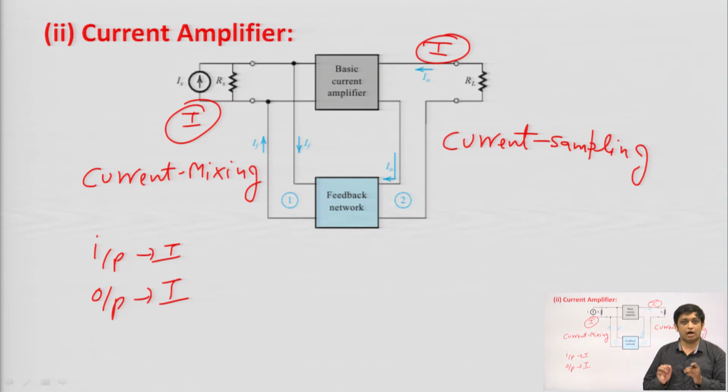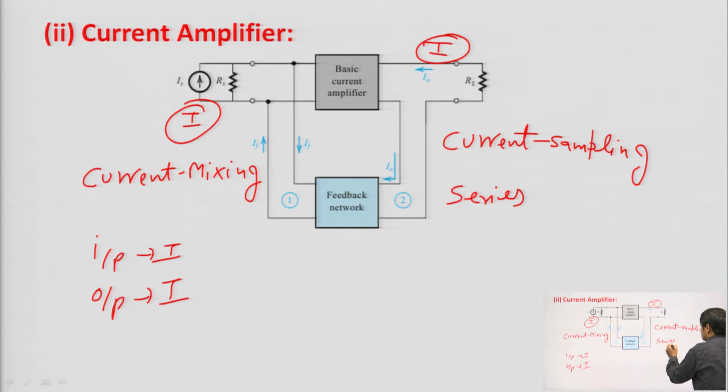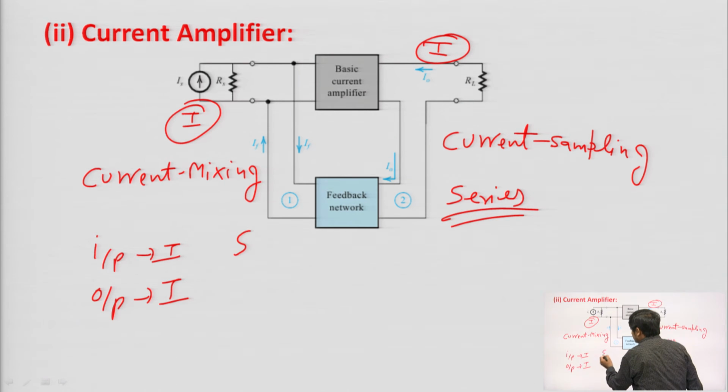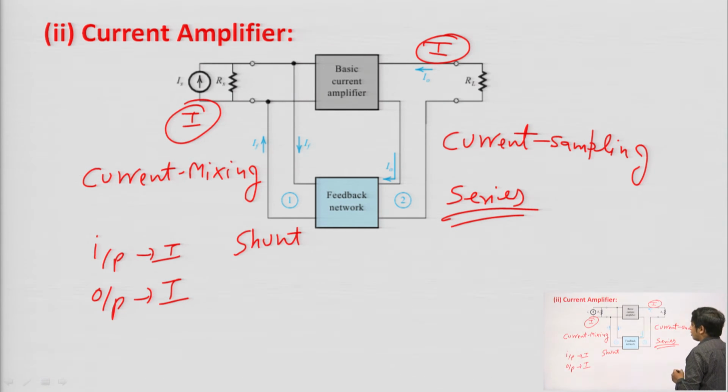So, at the output there will be a series connection, because at the output there is a current and we need to take a sample of the current. At the input, two currents will be mixed up in shunt, because in series the current is the same. So, at the input the connection is shunt. That is why the current amplifier is also called a shunt-series feedback amplifier.